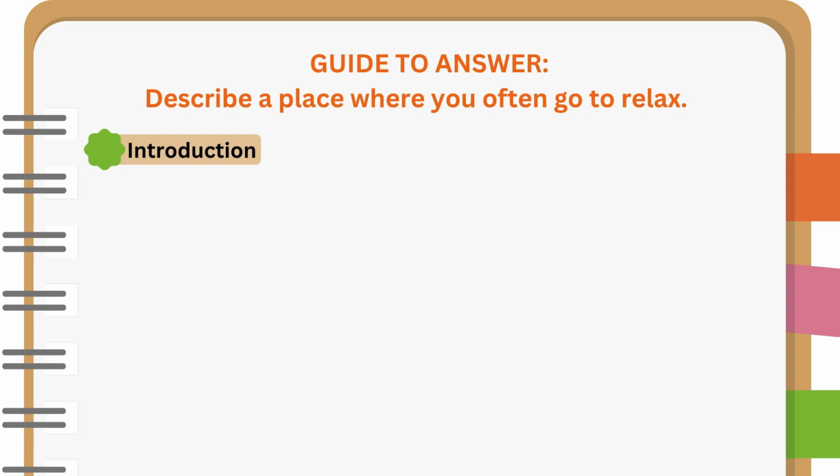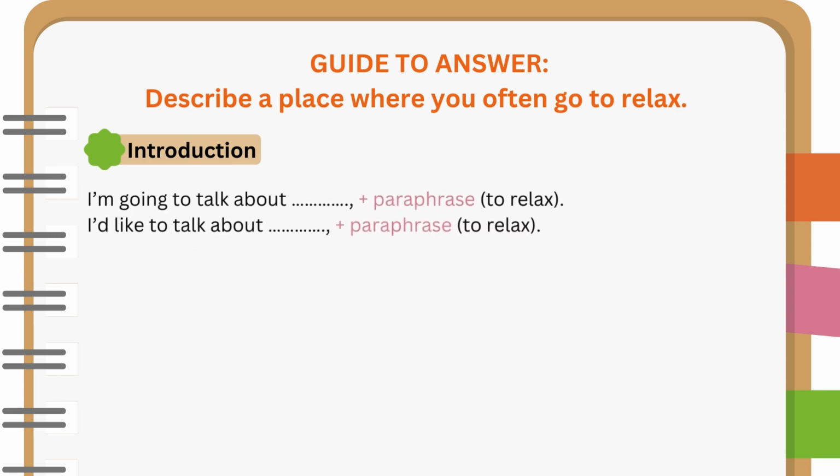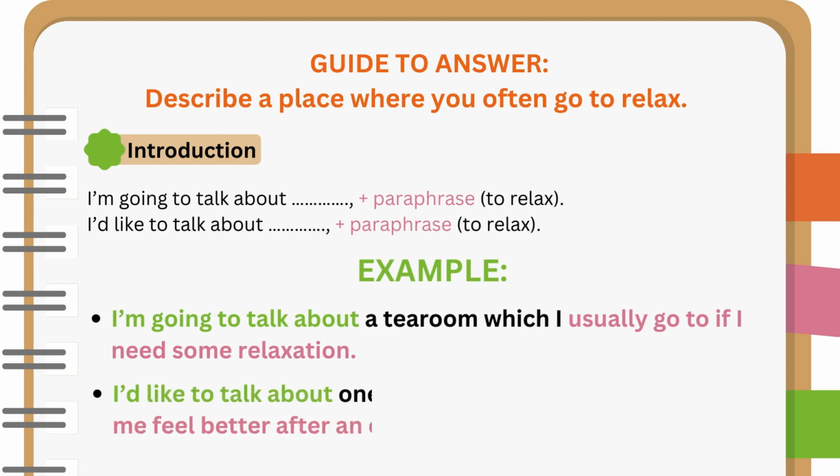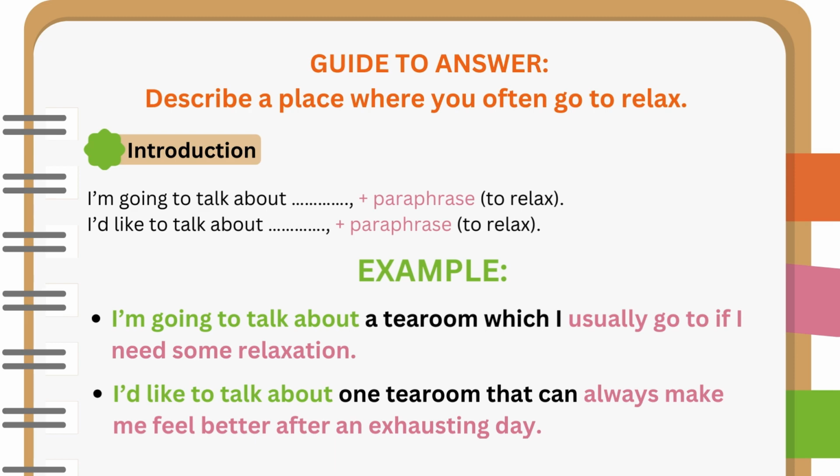Start your answer with an introduction, using phrases like I'm going to talk about or I'd like to talk about, then paraphrase the question. For example, I'm going to talk about a tea room, which I usually go to if I need some relaxation. I'd like to talk about one tea room that can always make me feel better after an exhausting day.